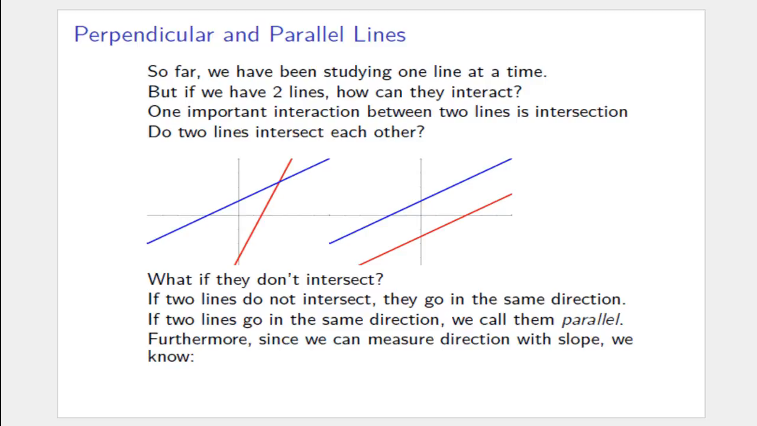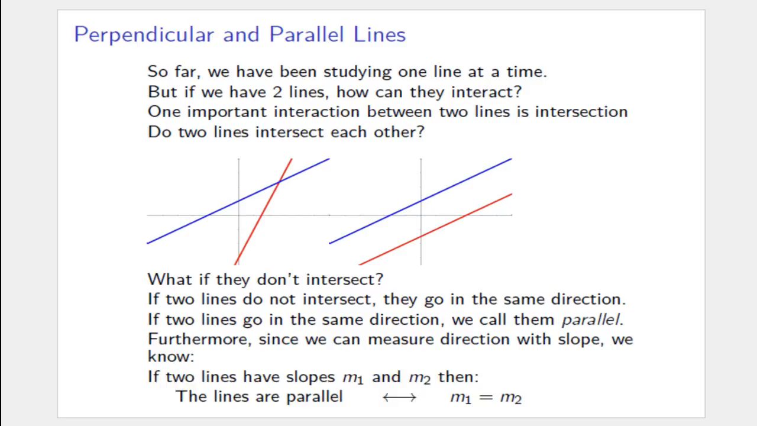Furthermore, since we can measure direction with slope, we know that if two lines have slopes m1 and m2, the lines are parallel when m1 equals m2.